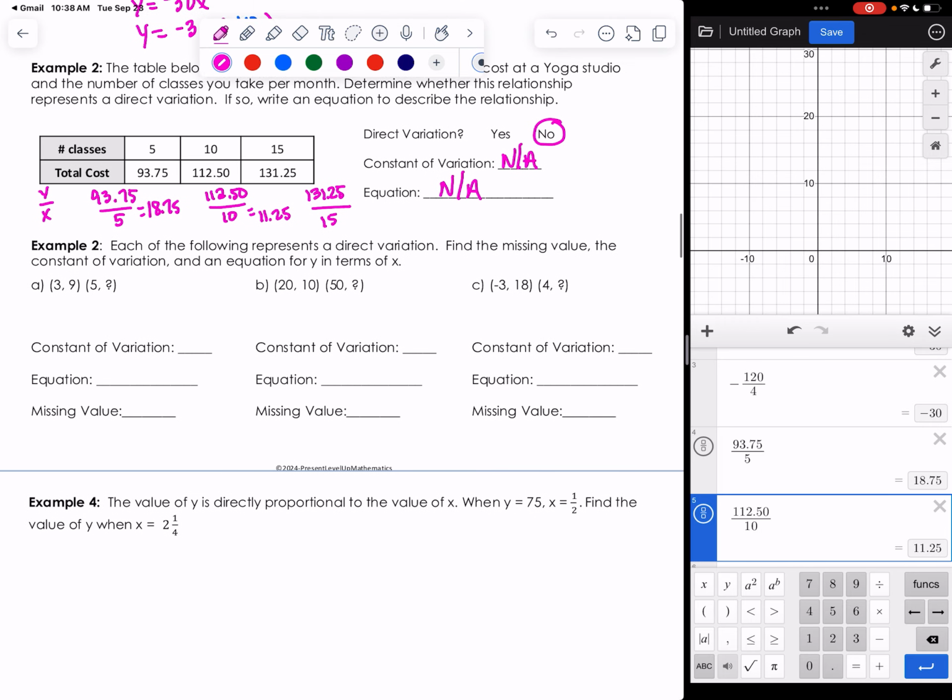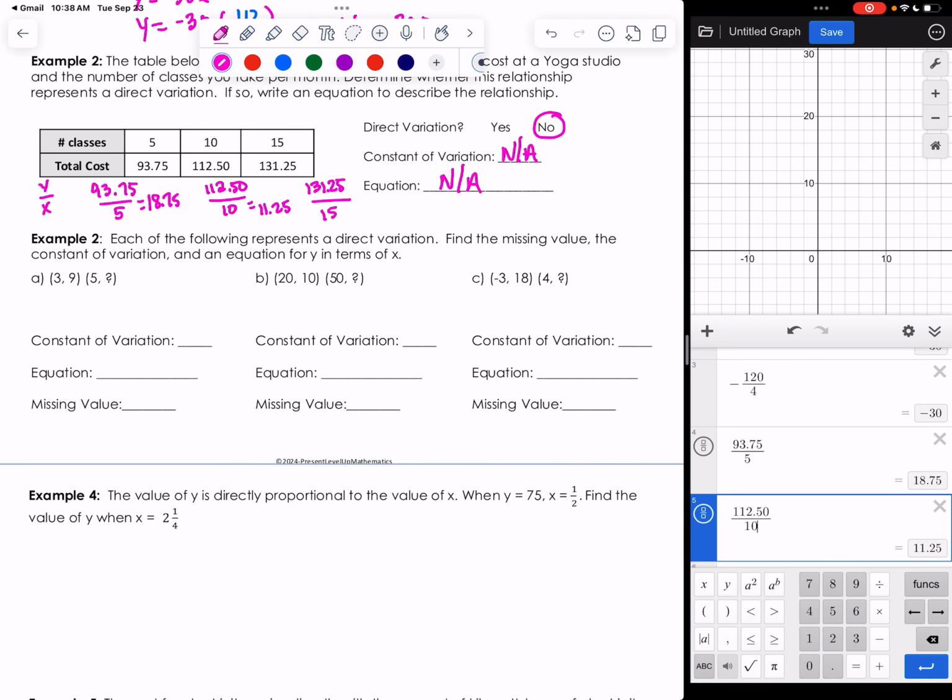All right, look at example 3. Each of the following represents a direct variation. Find the missing value, the constant of variation, and an equation for y in terms of x. To find our constant of variation, we just take y and divide it by x. So 9 divided by 3 is 3. So our constant of variation is 3. So our equation is y equals 3x.